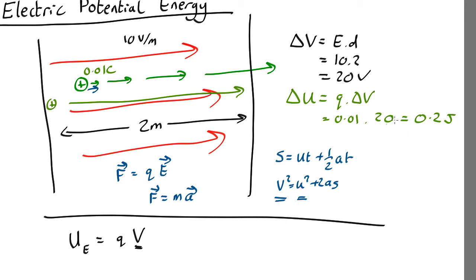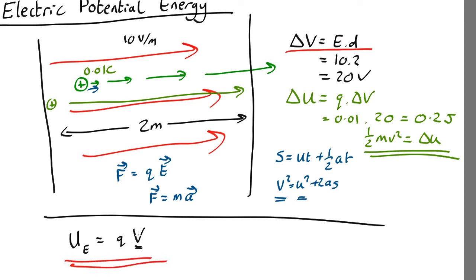And that must have turned into kinetic energy, so you could have half mv squared equals change in energy, and therefore work out the velocity. Easy. So the basic thing to remember, we've already talked about, the voltage is electric field times distance, and the potential energy is just the charge times the voltage.